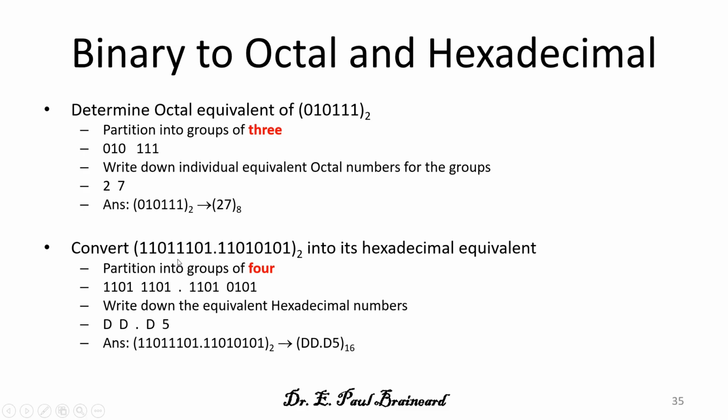1101, one group, 1101, another group. Similarly, the fractional part: 1101, 0101. So 1101 is D, 1101 is D, 1101 is D, and 0101 is 5. Therefore, the hexadecimal equivalent of this binary number is DD.D5.